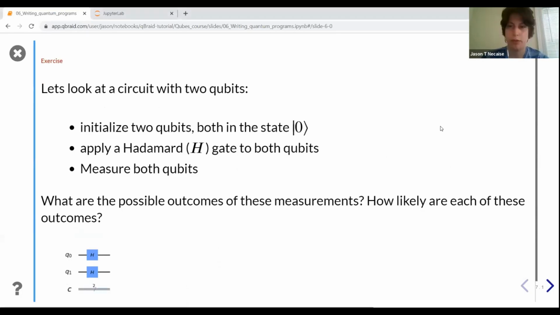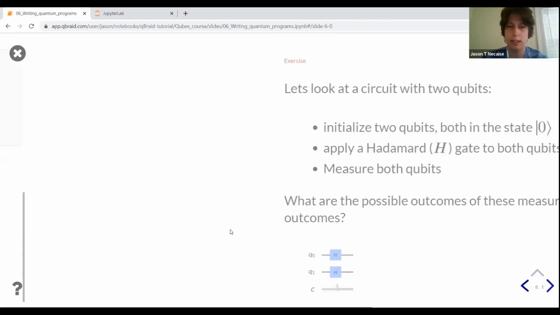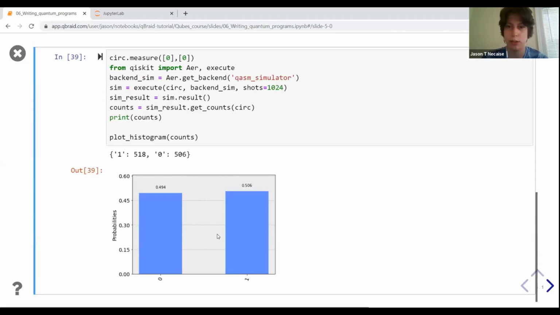Okay, so we've created 2 circuits. In this case, if you square root the frequency of that result, you get an approximation of the amplitude squared.